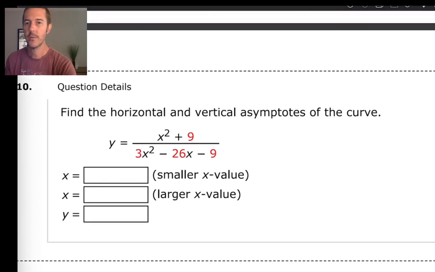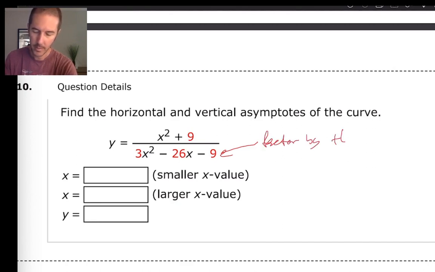Finding horizontal and vertical asymptotes for this curve. The vertical asymptotes for this function happen when the denominator equals 0. So you will need to find the zeros of this denominator.